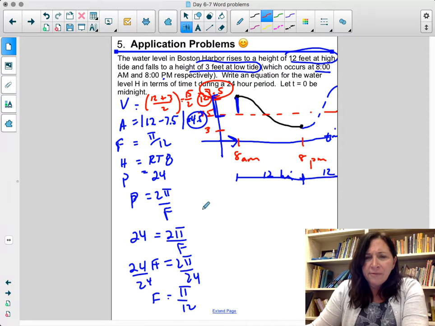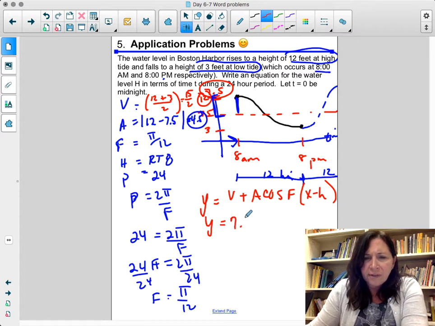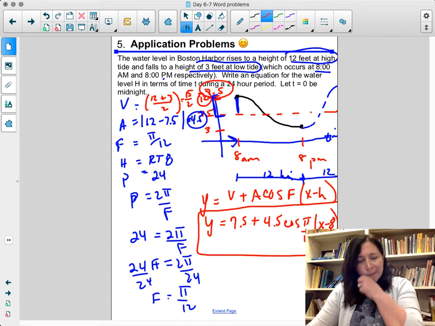So if I'm writing my VAF, I'm going to go y equals v plus a cosine, starts high, ends high, frequency times x minus h. My equation is going to be y equals my vertical shift 7.5 plus my amplitude 4.5 cosine. My frequency is pi over 12 times the quantity x minus 8. All right, cool. That's my equation.